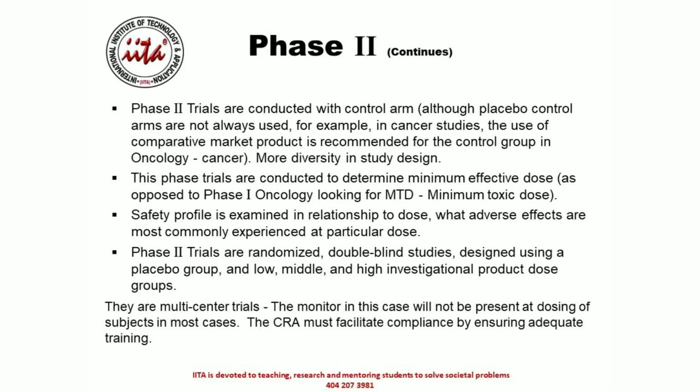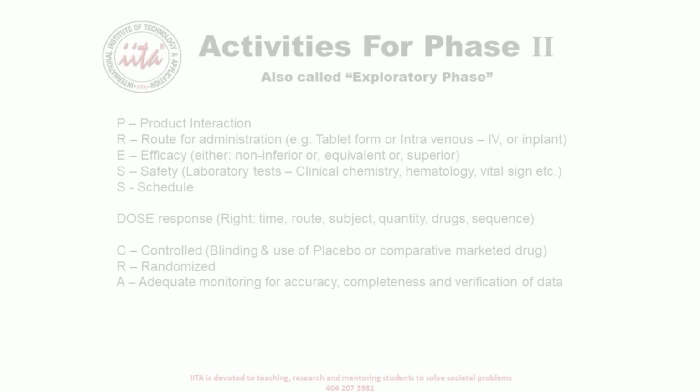Phase 2 trials are randomized, double-blind studies designed using a placebo group and low, middle, and high investigational product dose groups. They are multicenter trials. The monitor in this case will not be present at the dosing of subjects in most cases. The CRA must facilitate compliance by ensuring adequate training.